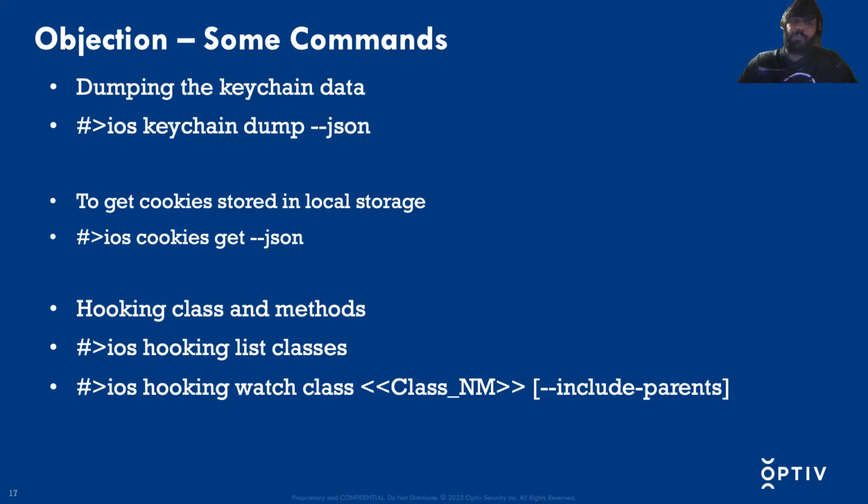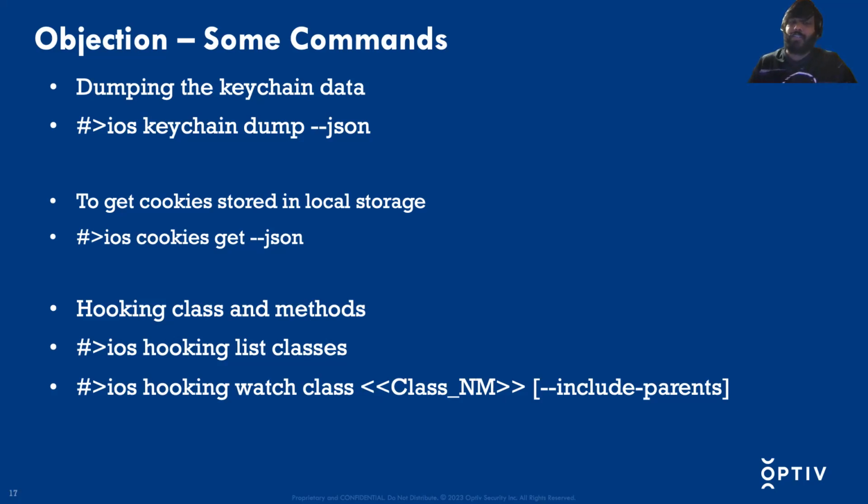Many of the times you also need to identify what sort of cookies and data are stored in the local storage for that specific iOS application. So another command is ios cookies get --json that dumps only the cookies for that particular iOS application. It is a great way to extract sensitive information from the cookies and keychain.